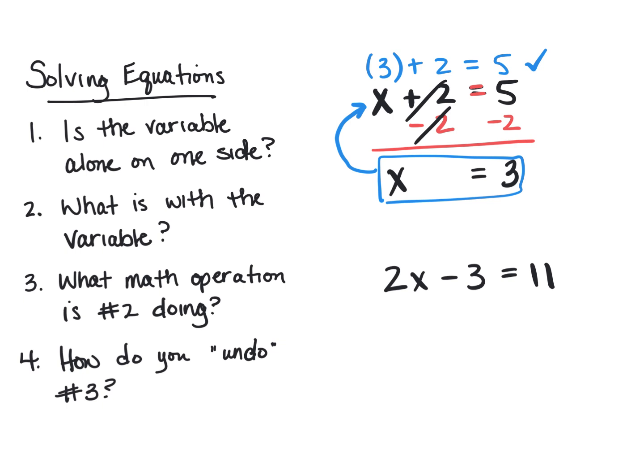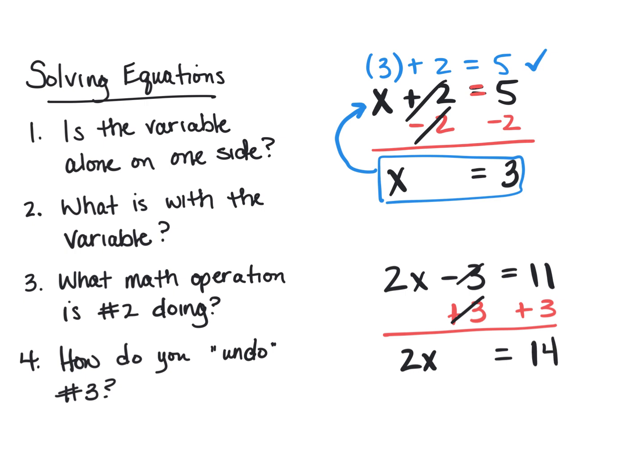So what math operation is the answer to number 2 doing? It is subtracting. How do you undo subtraction, or the answer to number 3? You add. So we'll add 3. Because it is an equation, we want to do this equally to both sides. All right, now I have not touched my variable expression or my variable term yet, my 2x, but I have now successfully canceled out the negative 3. I did this equally to both sides, and 11 plus 3 is 14.